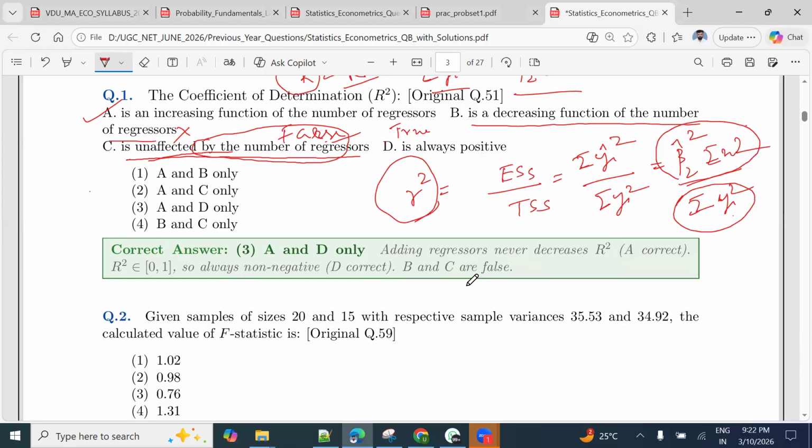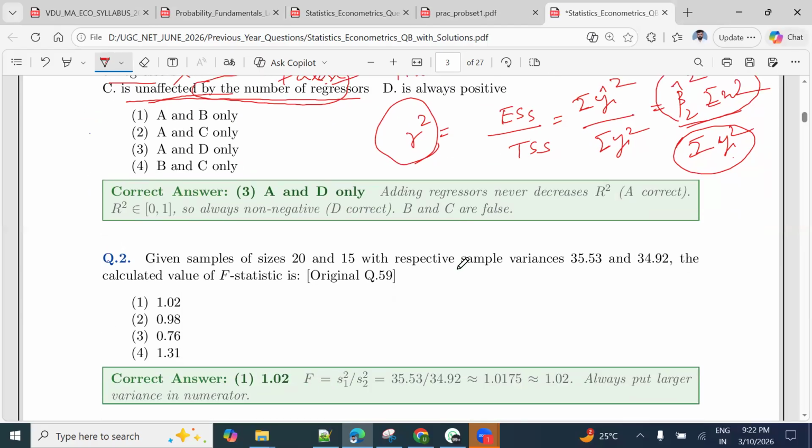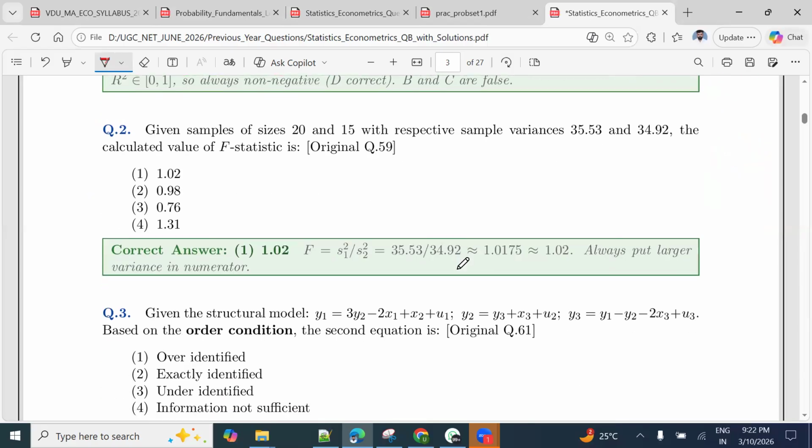So the statement "unaffected by the number of regressors" will be false in this context. D is always positive. So the answer will be A and D only. Adding a regressor never decreases R square, and the maximum value of R square will be 1. So it will always be non-negative, and statements B and C are false. Okay, so now we'll go to the next question.